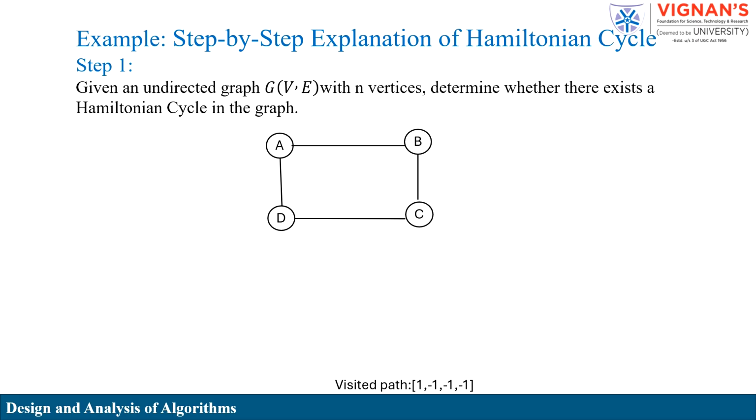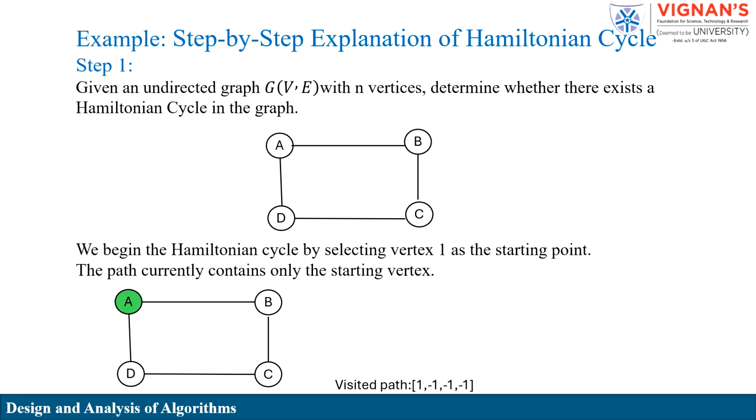Example: step-by-step explanation of Hamiltonian cycle. Step 1. In this step, we are given an undirected graph represented by G(V, E), where V denotes the set of vertices and E represents the set of edges. The graph contains n vertices. Our task is to determine whether there exists a Hamiltonian cycle in the graph. A Hamiltonian cycle is a cycle that visits every vertex exactly once and returns to the starting vertex.